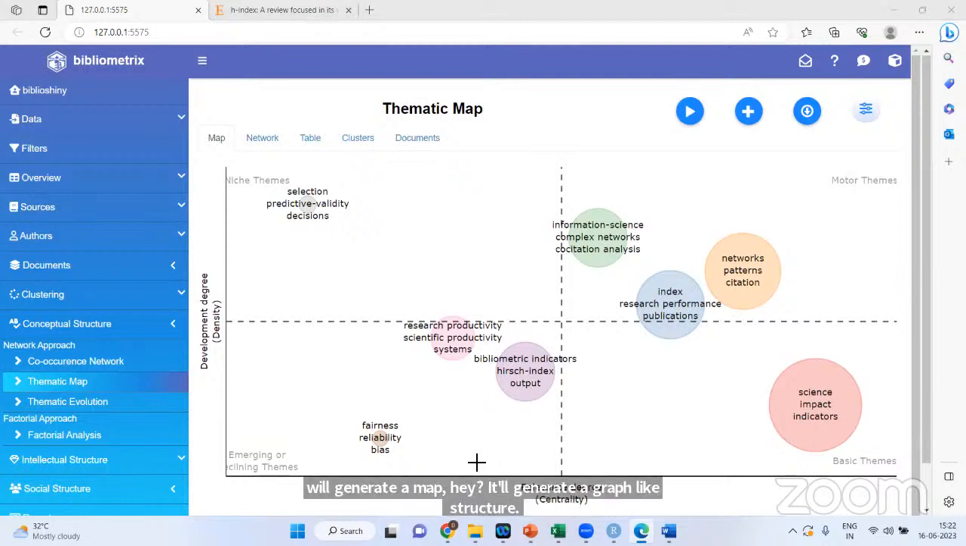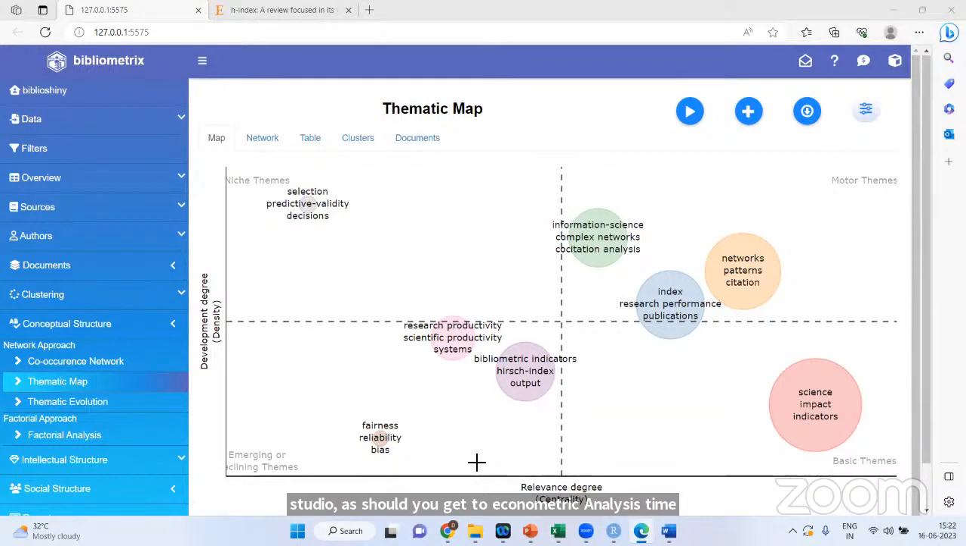RStudio is not, ma'am. RStudio is used for many things. RStudio can do wonders. Bibliometrics is just a simple subset of RStudio. RStudio can do econometric analysis, time series. It can do paintings, music, everything RStudio can do. The next future is R.